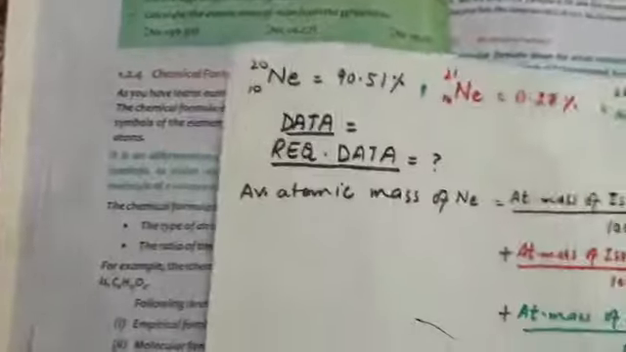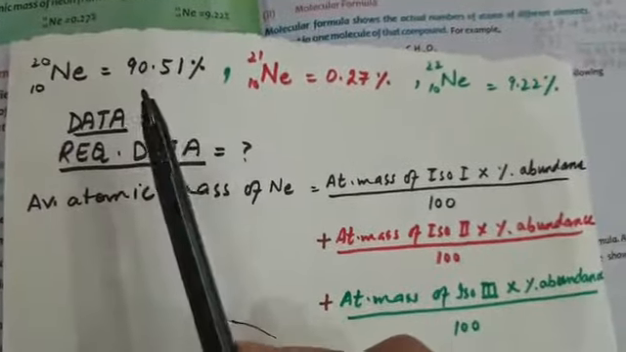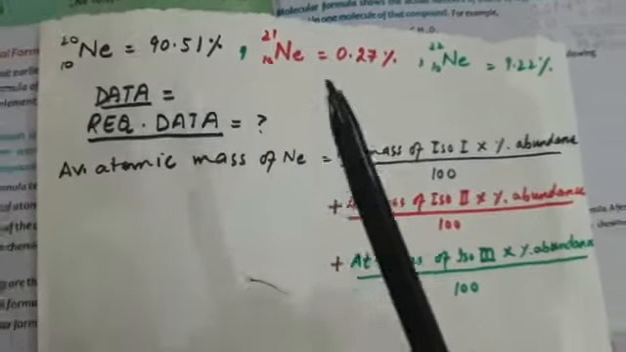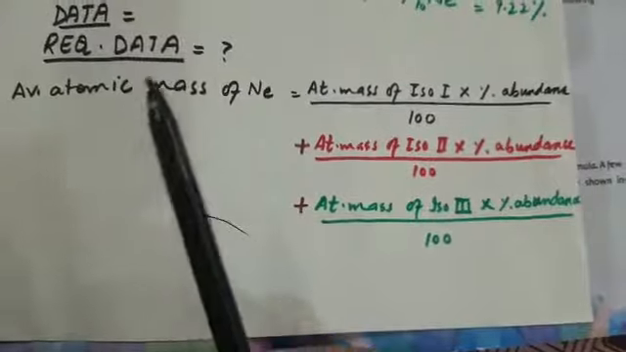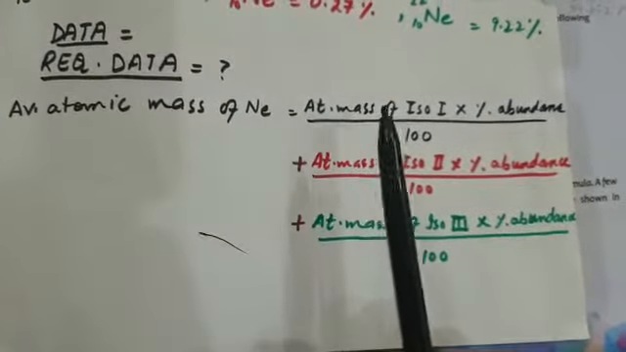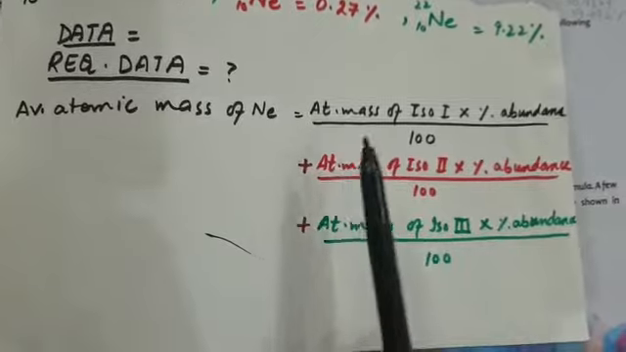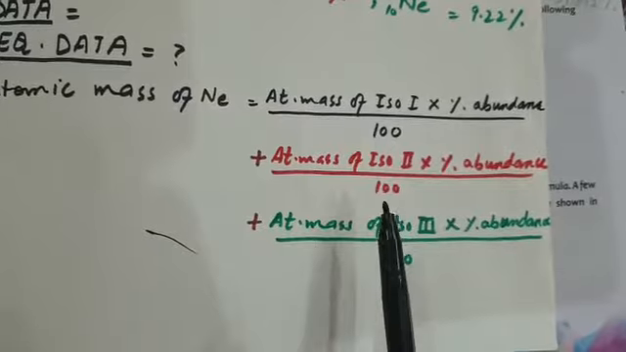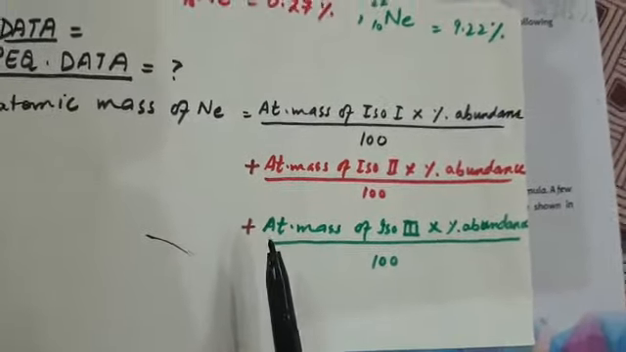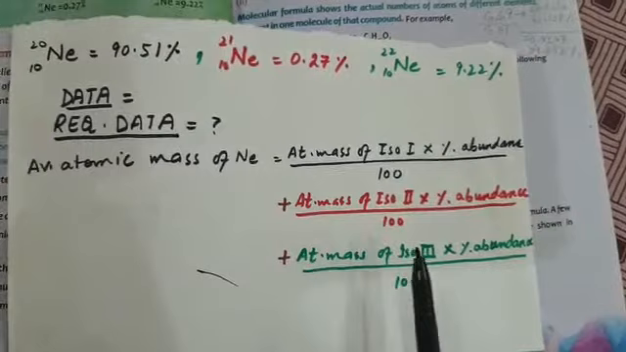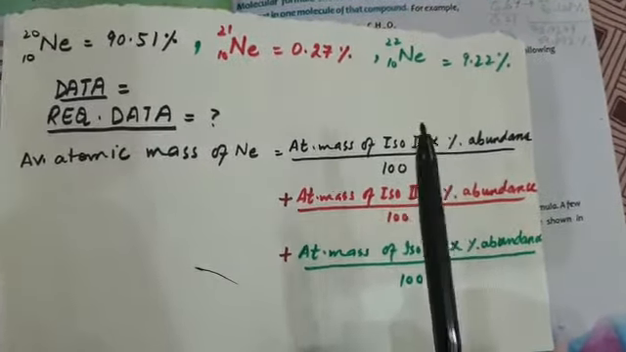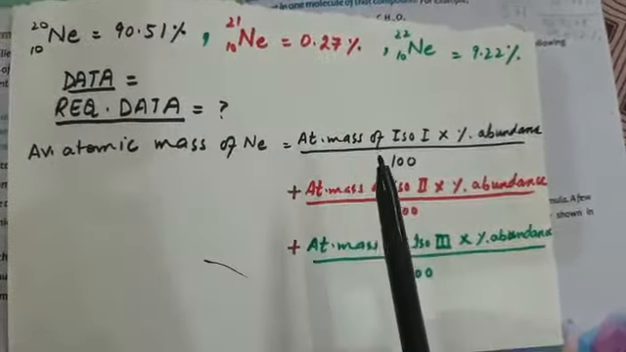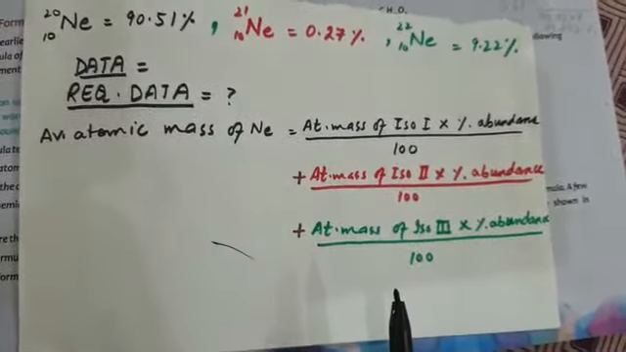So it's the information that you have. The three colors indicate three isotopes. Now the formula is the same, average atomic mass of neon. It's for the first isotope, addition sign, atomic mass of isotope 2 multiplied by its percentage abundance over 100, and the green figure indicates the information about the third isotope. So you will put all the given values in the formula and you will get your answer.